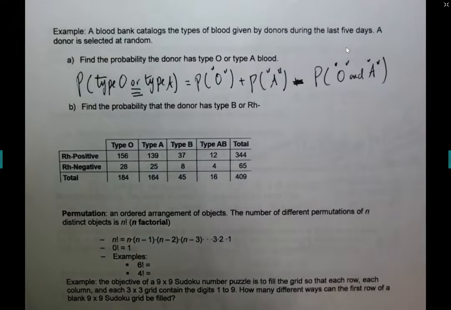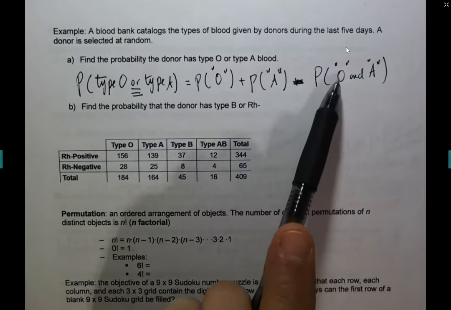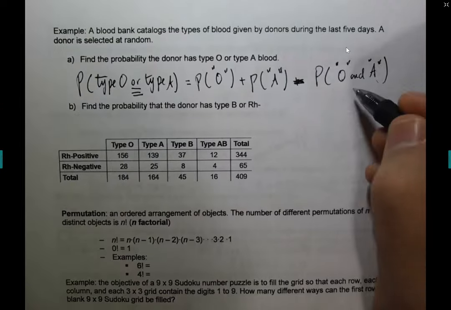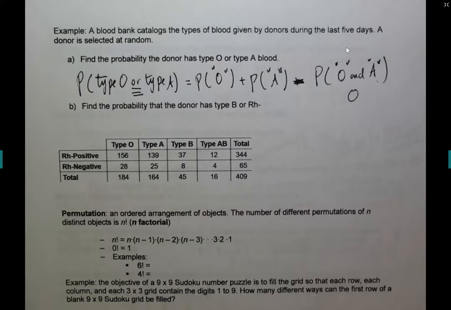But let me ask you a question, guys. Is it possible to find someone who is type O and type A at the same time? No. So that means this one is going to be zero. Type A blood and type O blood are mutually exclusive. They cannot happen at the same time. Maybe one can give to the other, but it's one type. Each one of us has a unique type.